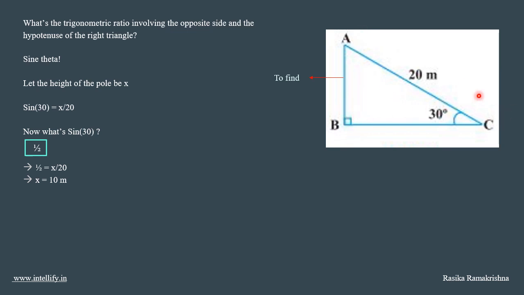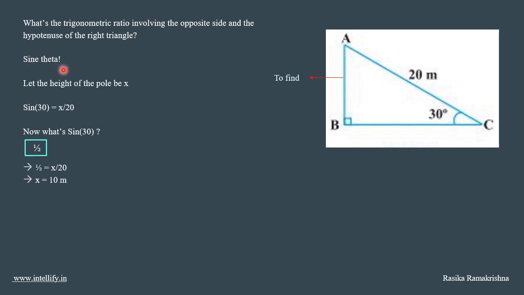Alright, so we have a right triangle ABC, and we have the length of AC to be 20 meters, which is given in the question. And we also have the angle made by AC with BC to be 30 degrees. Alright, and we are asked to find AB. That is, we are given the hypotenuse and 30 degrees and we are asked to find the opposite side. So now the question is, what trigonometric ratio do we know involves the opposite side and the hypotenuse of a right triangle? Well, the answer is pretty simple.